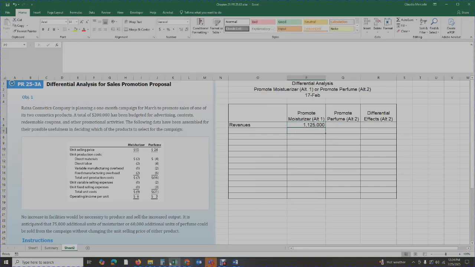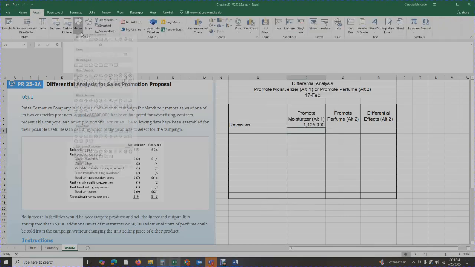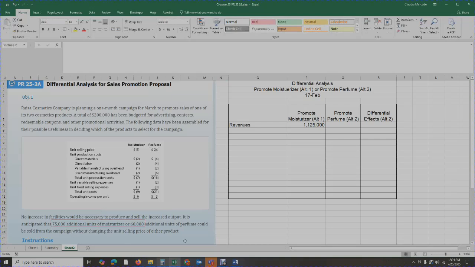We're going to do the same thing for our perfumes. For our perfumes, we are anticipating selling an additional 60,000 units. Down here, we have the 60,000. So let's make sure that we mark where I am getting this information. We're getting the information from down here, okay? That way you don't think I'm making it up off the top of my head. No, I'm not. It's coming from the problem, okay? So we've got the 75,000 and we've got the 60,000 there.